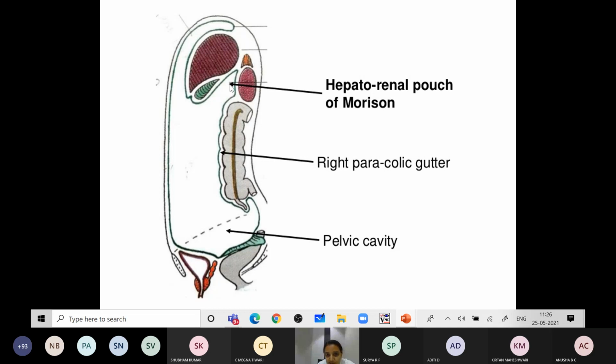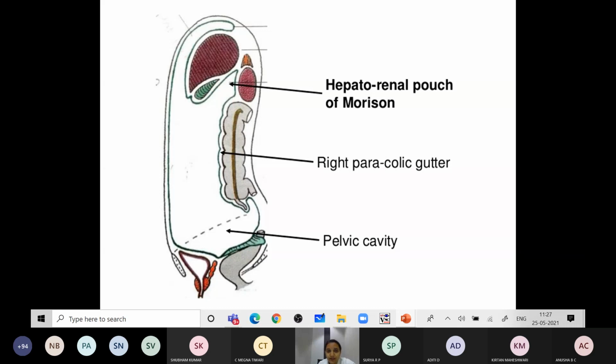There appears a small space which is called the hepatorenal pouch of Morrison. This is a dependent area in the supine position. What is a dependent area? Dependent area is the one which, during a particular position, will be at a lower position so that any secretions, any fluid will be collected in that space. That is called a dependent area. This hepatorenal pouch of Morrison is the dependent area in the supine position.